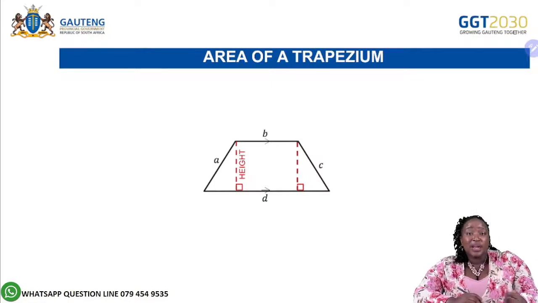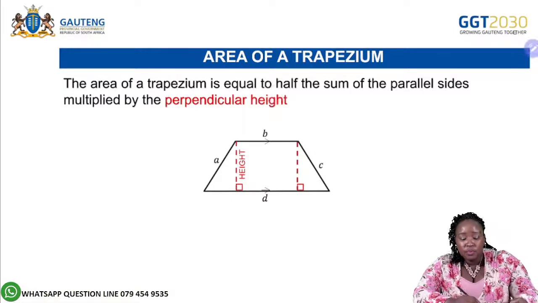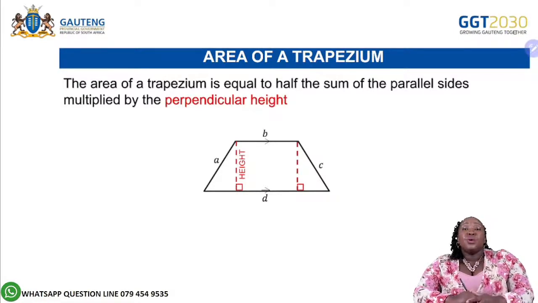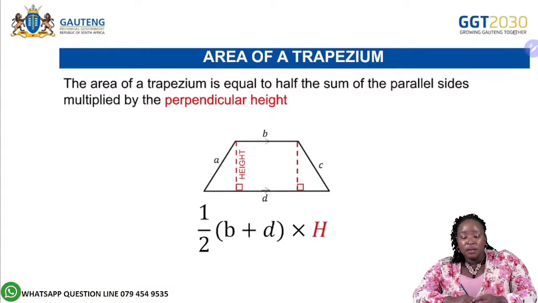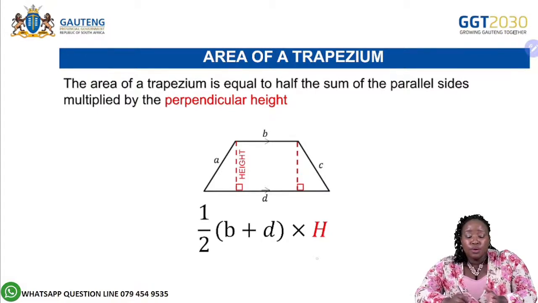Let's look at the rest of the areas of the quadrilaterals. Remember, I did promise that we have a table with all the areas of a quadrilateral. So the area of a trapezium is equal to half the sum of the parallel sides multiplied by the perpendicular height. All right. So if we have a trapezium like this one, and we've named our sides, then it would be half times b plus d times a height, right? So be very, very mindful here. This is going to be dependent on the length of your sides, or what the sides have been called, okay?